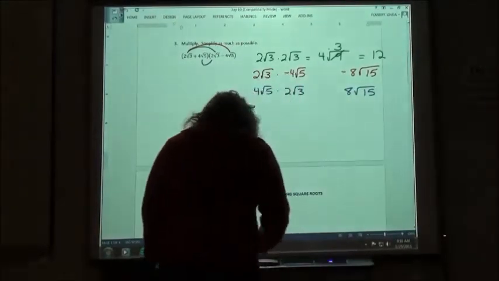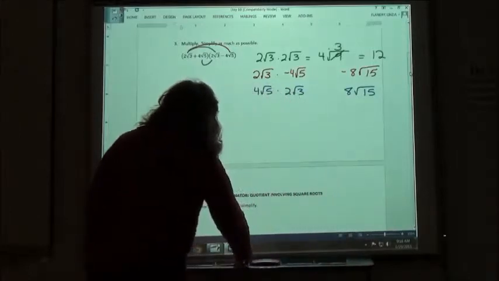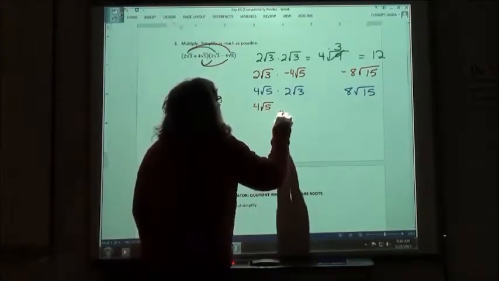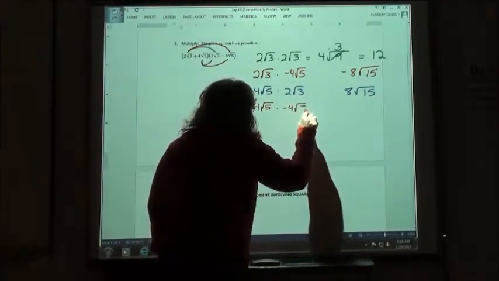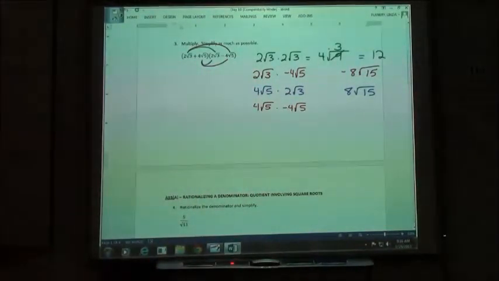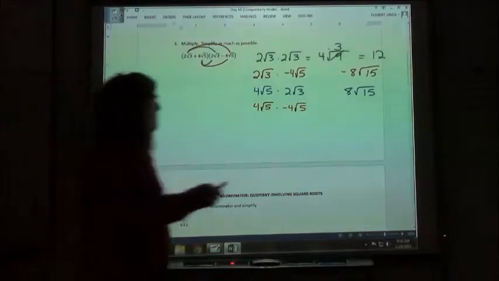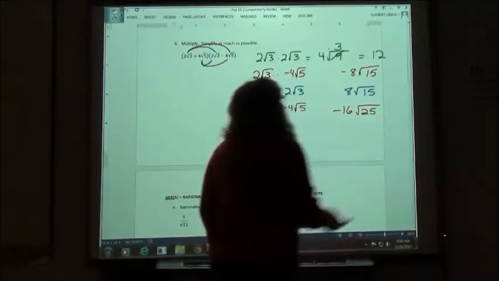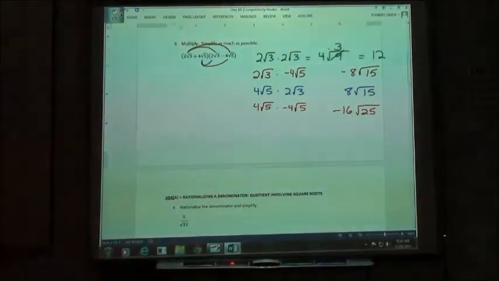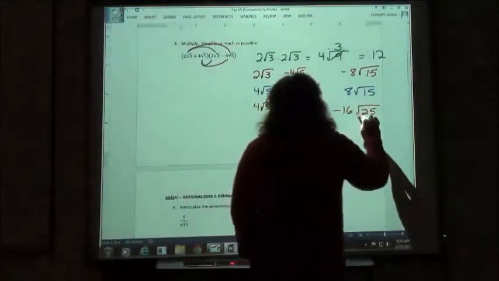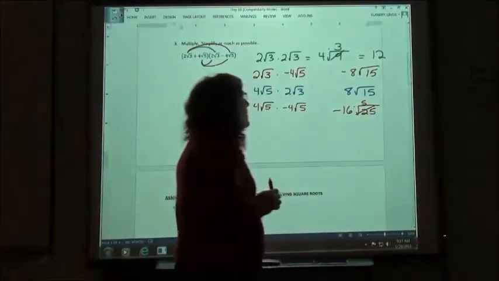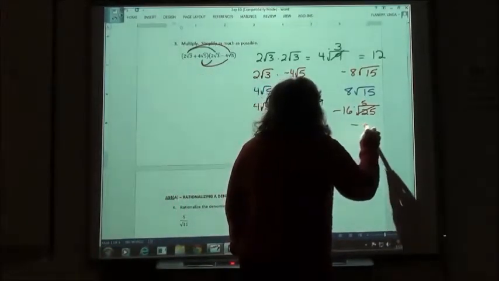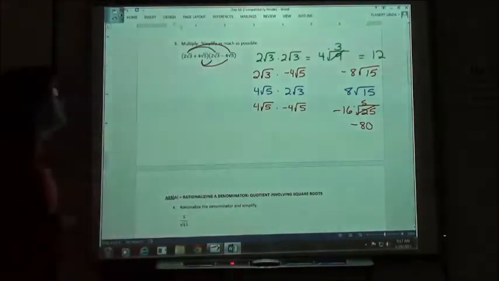Exactly. And then we have to do the last pair, and the last pair says we're going to do what? 4 square root of 5 times negative 4 square root of 5, right? Because there was a minus in front of that last one. So we would get negative 16 square root of 25. And we can simplify that one. Square root of 25 is 5. So we're going to take negative 16 times 5. Negative 80.